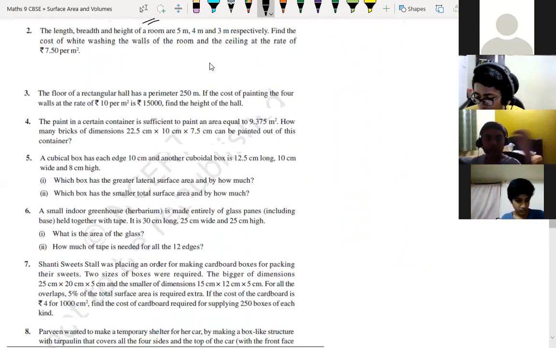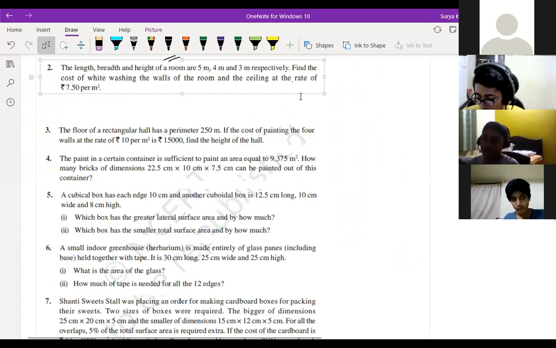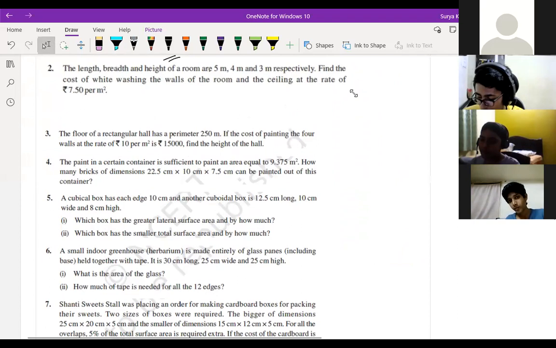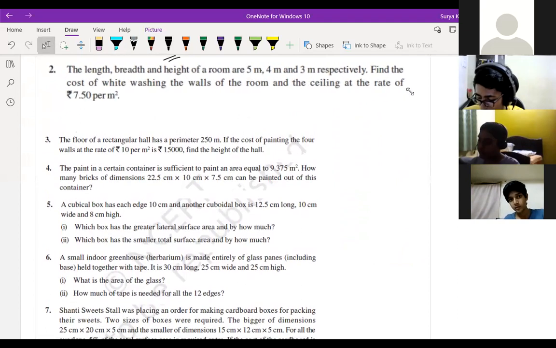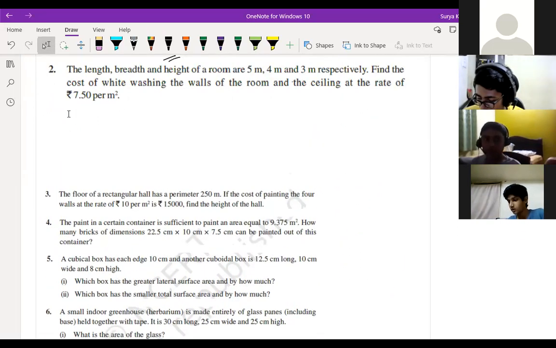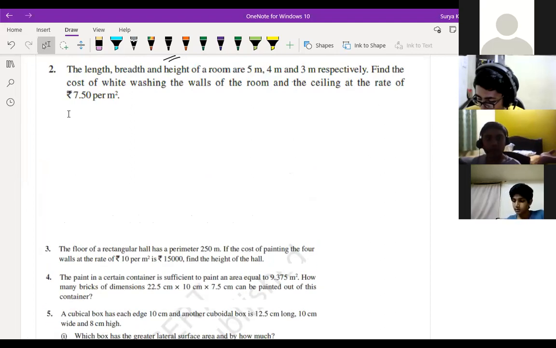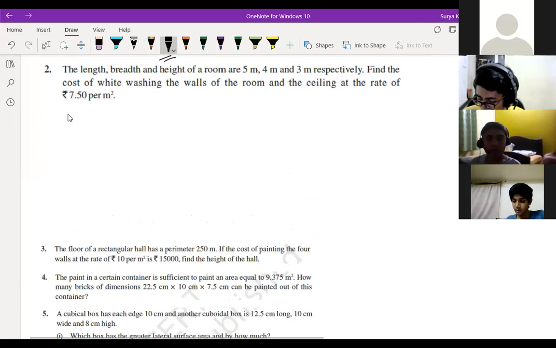So the next question is: the length, breadth, and height of a room are 5, 4, and 3 meters respectively. Find the cost of whitewashing the walls of the room and the ceiling at the given rate. Also, you should find the ceiling, children. The floor we do not have to find, only the walls and ceiling.